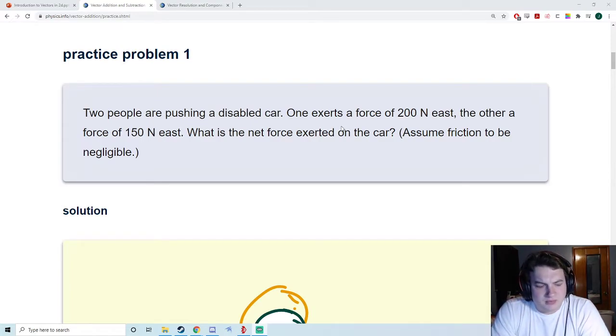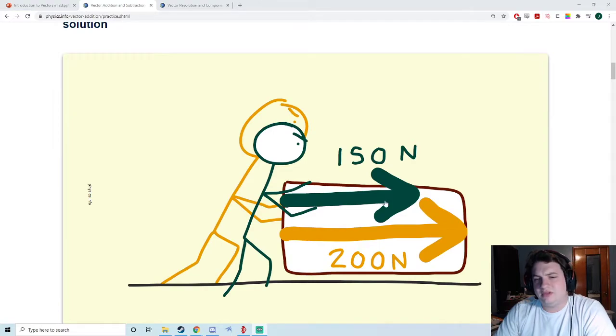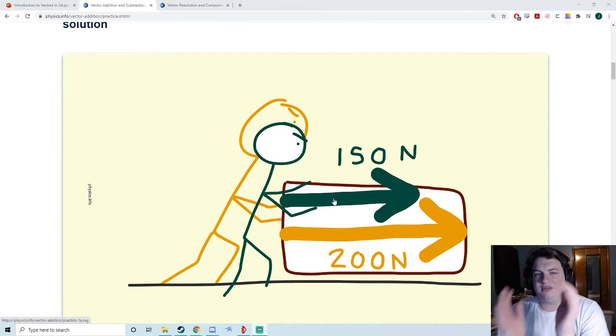So we end up with 200 plus 150. If we draw it out graphically, what we're going to see is both forces are being applied. So using the head to tail rule, we can put these two together, and I should end up with a resultant vector that gives me 350 newtons. Does that make sense to you guys? Hopefully.